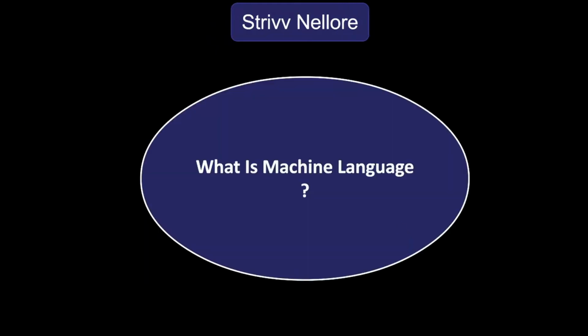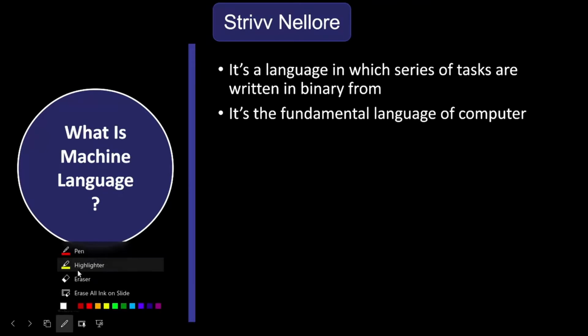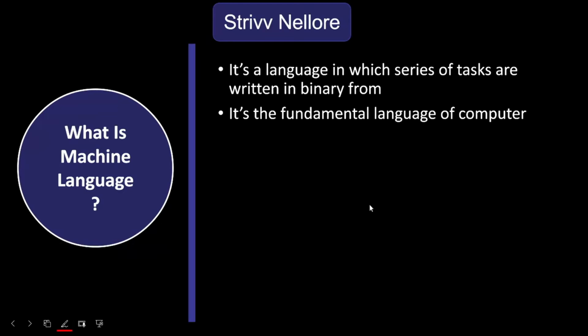Going back to our question, what is machine language? It's a language in which a series of tasks, a set of instructions or a program is written in binary form. Binary form means it's a numbering system which consists of only zeros and ones. It is the fundamental language of the computer. Fundamental language means it is the only language the computer can understand.